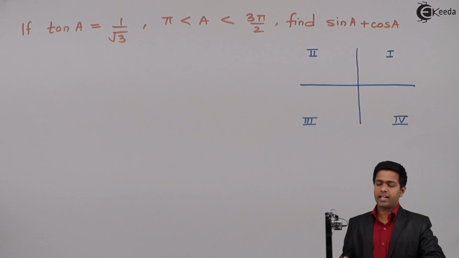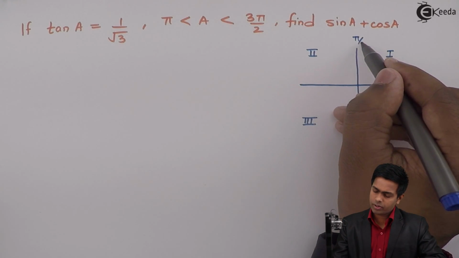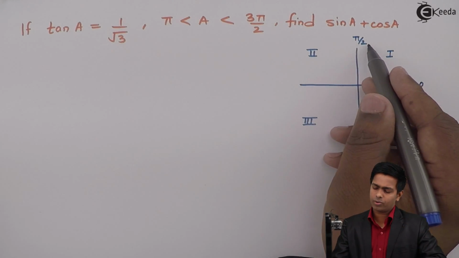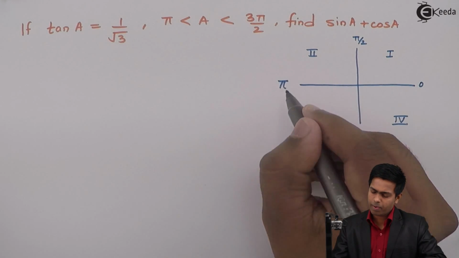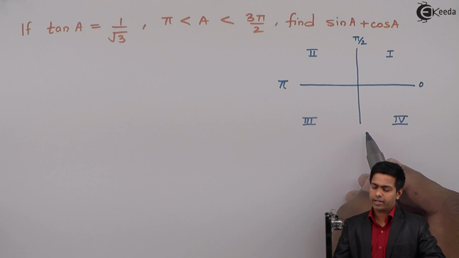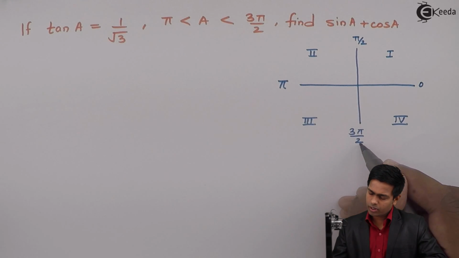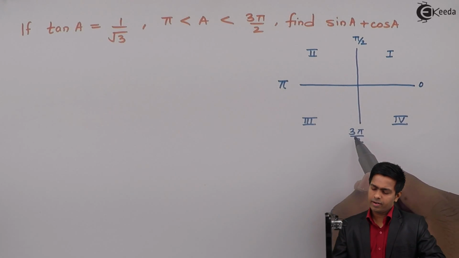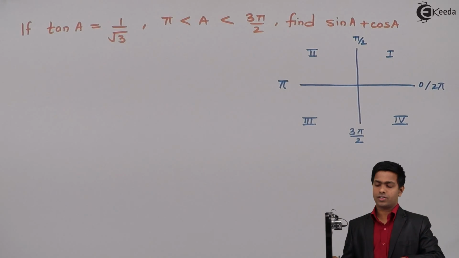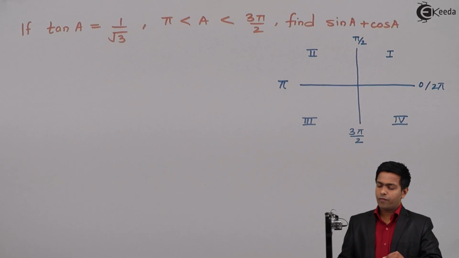quadrant. So we say that first quadrant lies between angle 0 to pi by 2, that is 90 degree. Next, the second quadrant lies between pi by 2, that is 90, to 180, that is pi. Third, pi to 3 pi by 2, that is 180 to 270. And the last quadrant is between 3 pi by 2 to 2 pi. So 2 pi is nothing but 360. To 270 to 360, this range is for fourth quadrant.